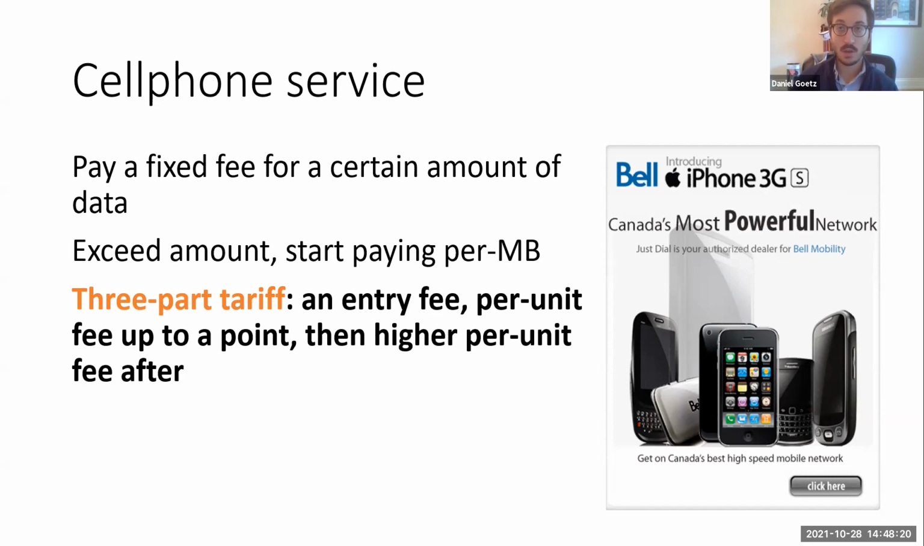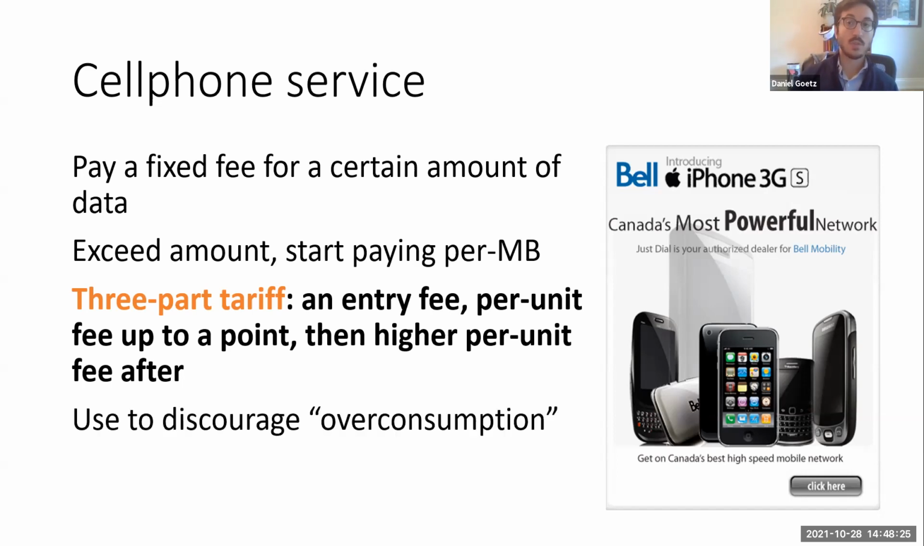So why do cell phone services implement a three-part tariff? Well, they use it to discourage overconsumption, right? What is overconsumption? If you have a lot of people using a lot of data on the cell phone network, then the experience gets worse for everyone, right? Because the bandwidth can only handle so many users. So with three-part tariffs, you discourage the most extreme users from using a ton of data. And so you're basically trying to make sure the service is still good for everyone else.